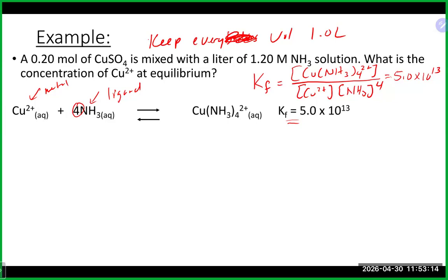In this case, we want the concentration of everybody once it's mixed together, and since everybody keeps 1 liter as our total volume, we will have 0.2 molar of copper 2. This is going to be our source of copper 2 ions floating around in the solution. For our ammonia, since we keep everything at a total volume of 1 liter, we will have 1.2 molar of ammonia floating around, and we'll have 0 of the complex ion.